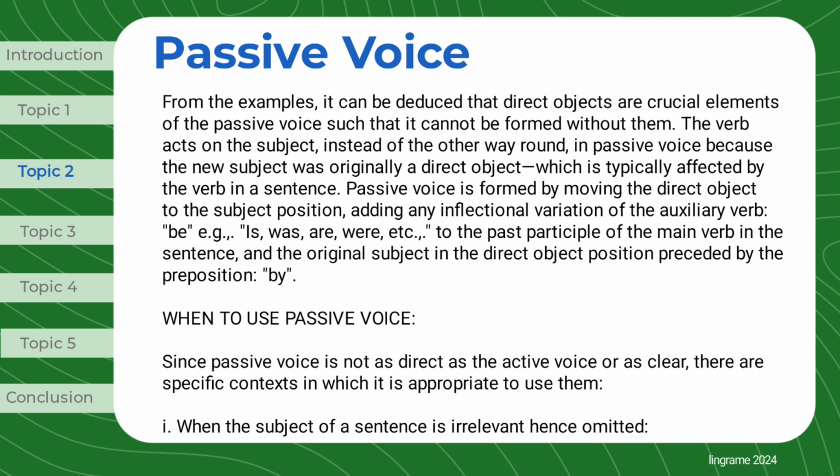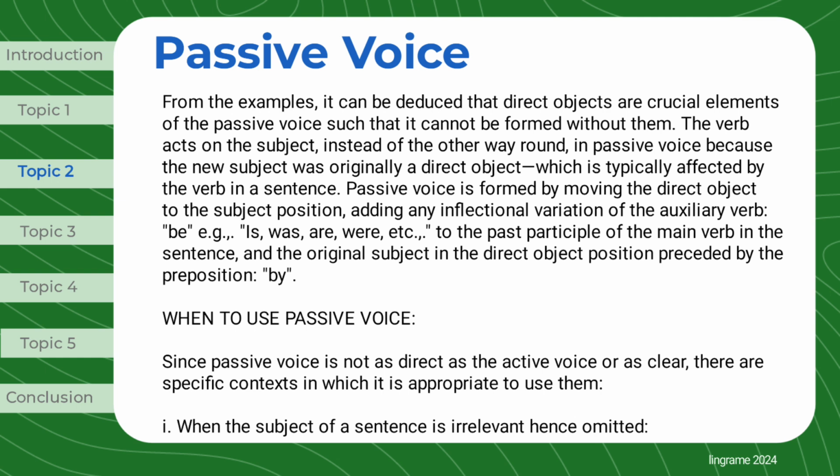Passive voice is formed by moving the direct object to the subject position, adding any inflectional variation of the auxiliary verb be, for example, is, was, are, were, etc., to the past participle of the main verb in the sentence, and the original subject in the direct object position preceded by the preposition by.